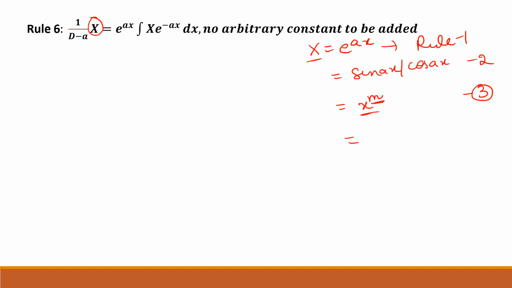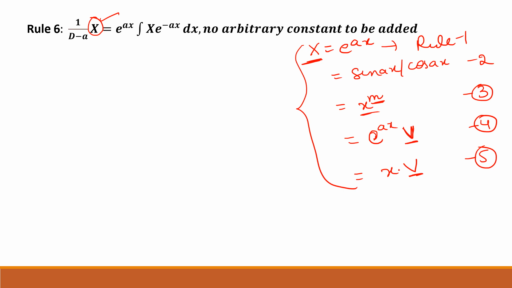And if your capital X is of the type e power ax into some function of x, here V is a function of small x, then we use rule number 4. If you are having capital X as x into some function of the independent variable small x, then we use rule number 5, right? These rules we have already covered in the previous videos. But let's say this capital X is not of these types, if you are having some other function, then here we can apply this rule number 6. But the only requirement for this rule is that you must have the linear factor here.